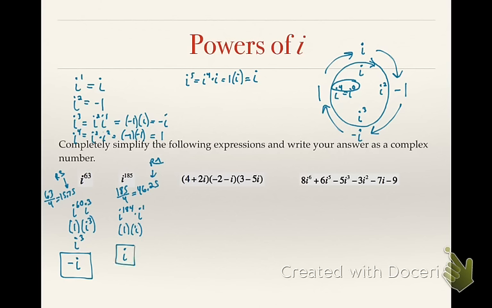Okay, that's all you do. Now you may notice that if you divide that power, whatever it is, by 4, if you end up with a remainder of 0, that's going to be 1. If you end up with a remainder of 1, it's going to be i to the first, which is i. If you have a remainder of 2, it's going to give you i to the second, which is negative 1. And a remainder of 3 will give you i to the third, which is negative i.